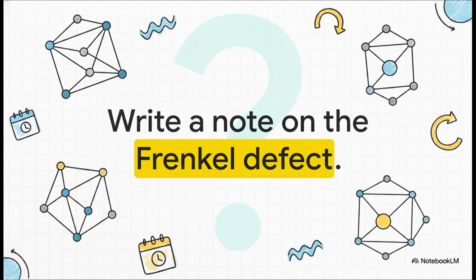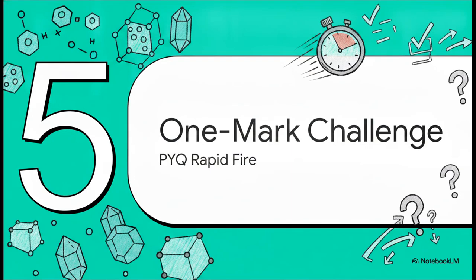Then we have question number 24. Write a note on Frankel defect. This one is insanely popular. The document lists it for August 2022, March 23, June 25, and as we said earlier, the June 26 PY paper. Examiners just love testing you on that dislocation and density stability concept, for sure. Section 5. The 1-mark PYQ challenge.